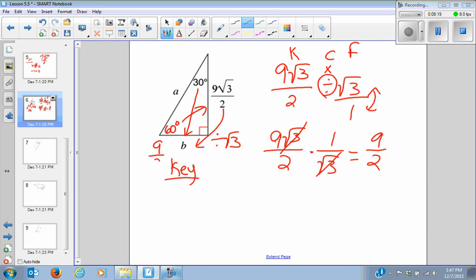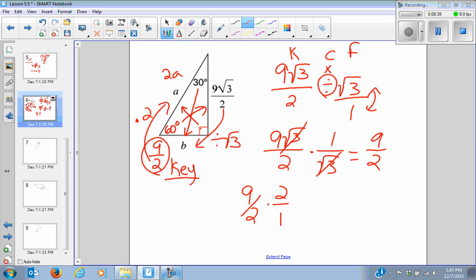9 halves is my key. Now if I want to go to this value, I know that I'm going forwards and I'm timesing it by 2, because that's the one that's across from 90. That's the 2a one. There's my a. I have to times it by 2, so I take 9 halves and I times it by 2. And again, we remember fractions, we want to make 2 fractions.